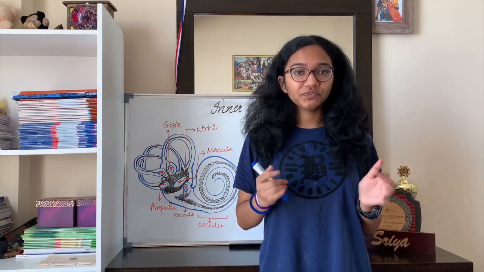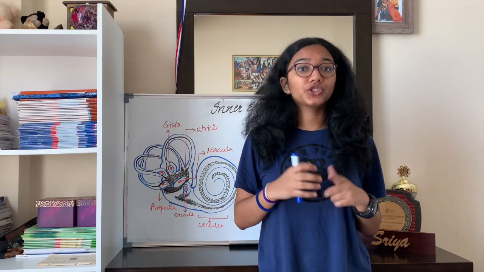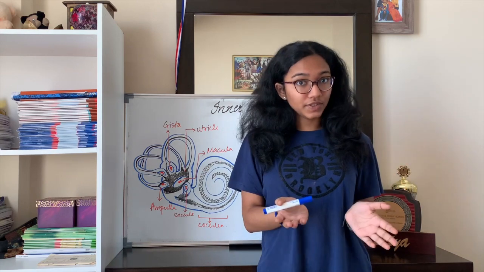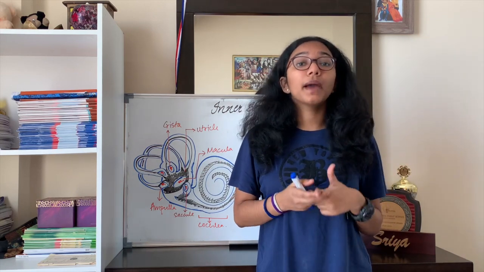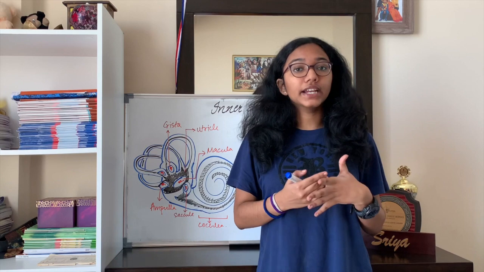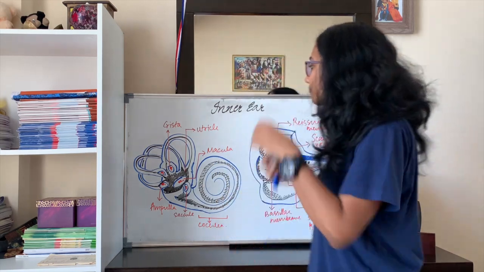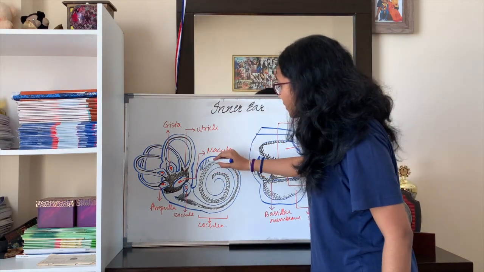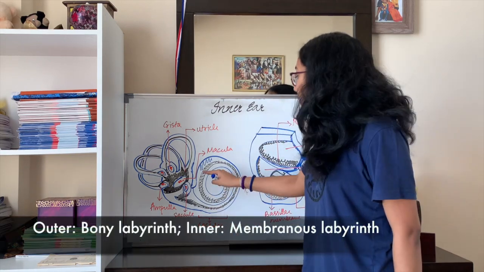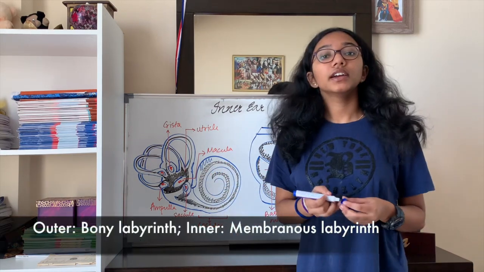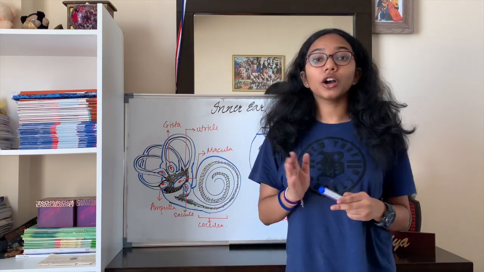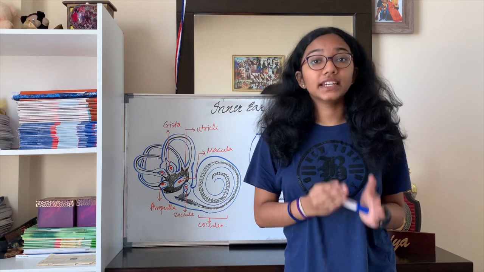Now, the inner ear, you can say, is made up of two kinds of parts. Number one is the bony labyrinth, which is on the outer side of the inner ear, and the second one is the membranous labyrinth, which is on the inner side of the inner ear. So, for it to make a bit more sense to you, the blue part here is the bony labyrinth, and the blackened part which I've done here is the membranous labyrinth. So now, since we're done with that, let's talk about the actual components of the inner ear.